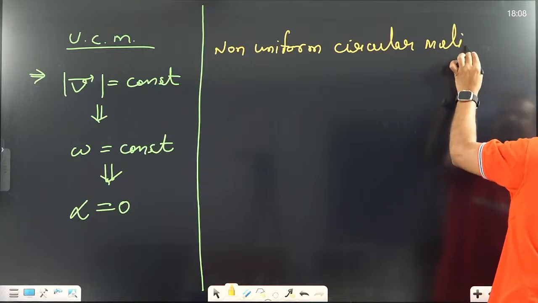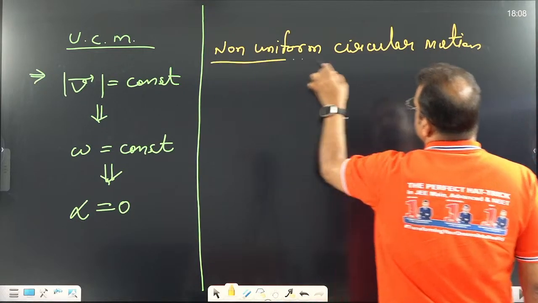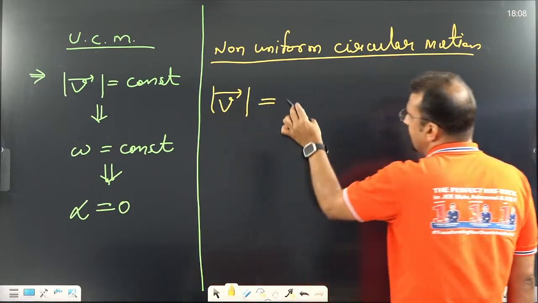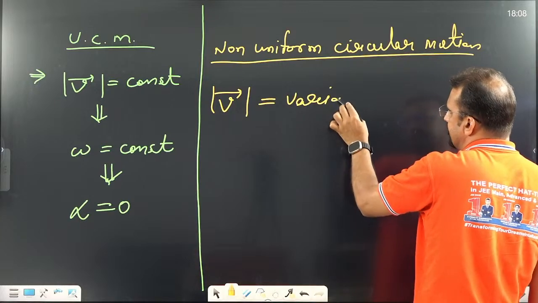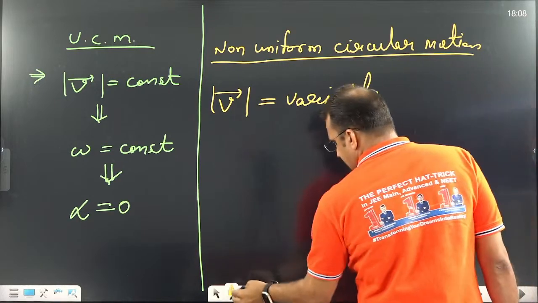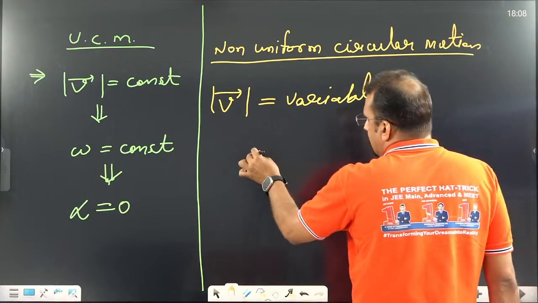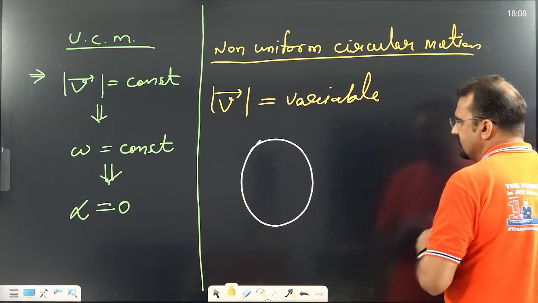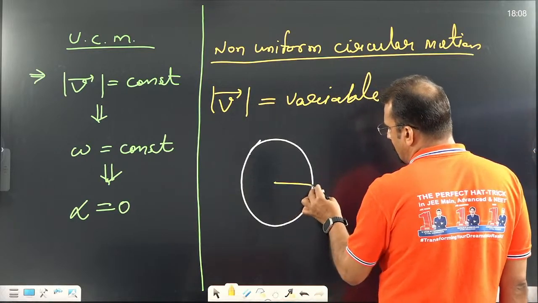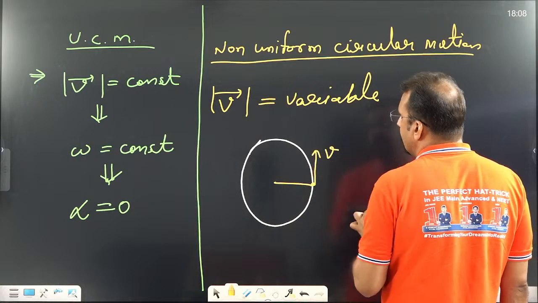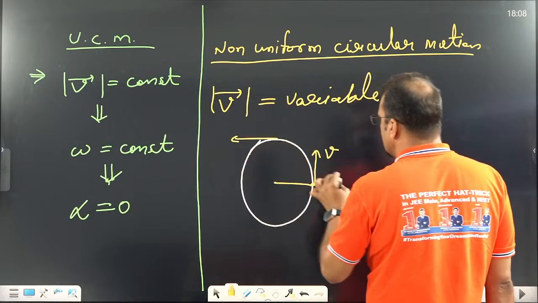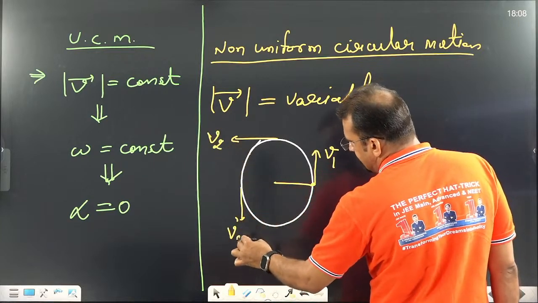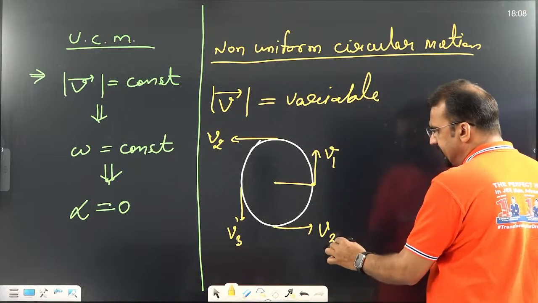Non-uniform circular motion itself indicates that the magnitude of speed is variable. What is the meaning of this? v is variable. Still, if you are not getting it, let us have a look at its diagram. This is circular motion. In uniform circular motion, we have discussed that the velocity is v1, but here the magnitude is changing. This is v1, this is v2, v3. What is the meaning of that? It means the speed is variable.